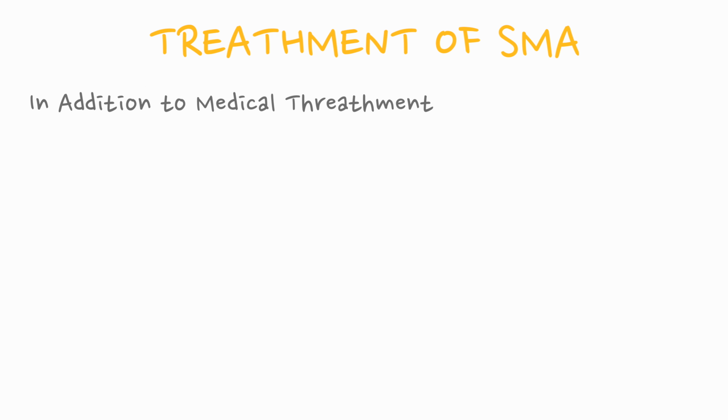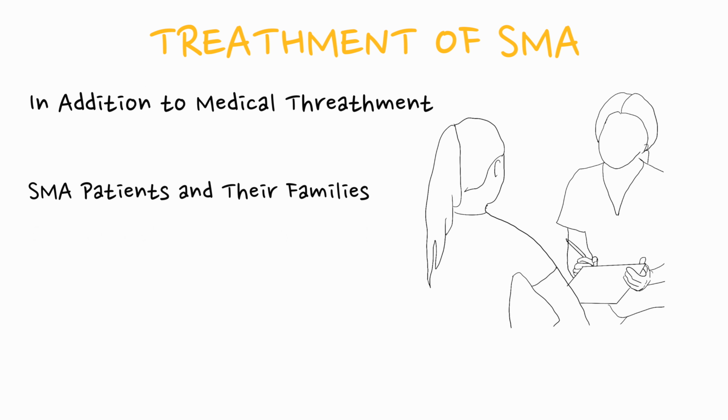In addition to medical treatment, SMA patients and their families may benefit from emotional and social support. SMA can be a challenging disease to manage, and it is important for patients and their families to have access to resources such as support groups and counseling.